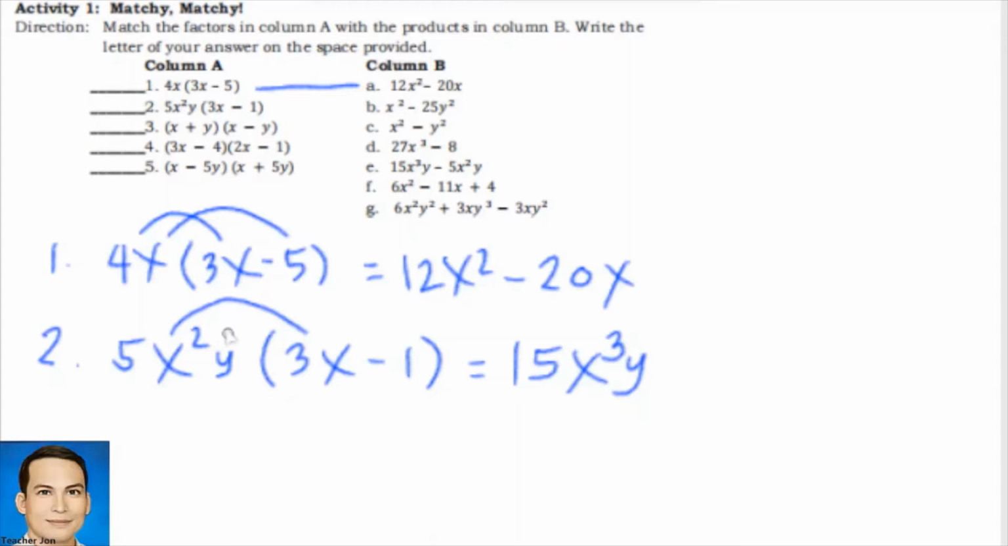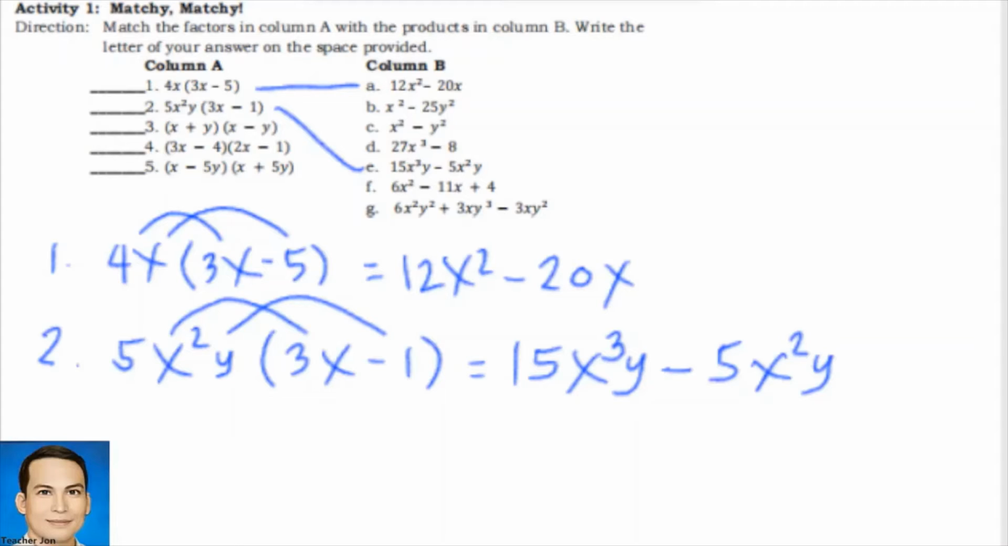The next is 5x squared y multiplied to negative 1. So positive times negative, we have here negative. 1 times 5 is 5. Then we affix only the variables x squared y. Now we're going to look for the solution in column B. We can find it here on letter E. So number 2 corresponds to the letter E.